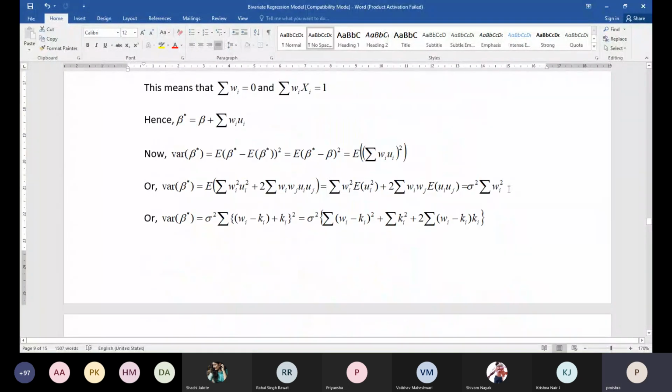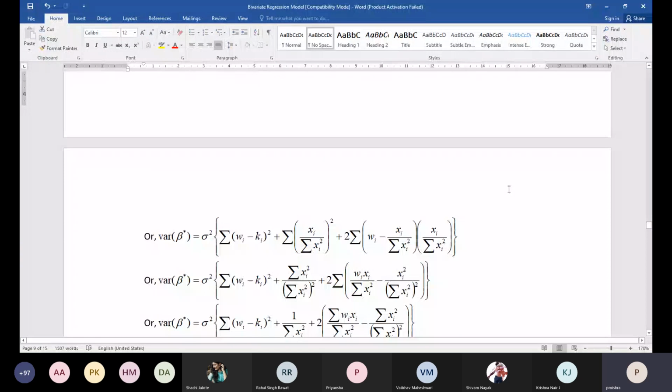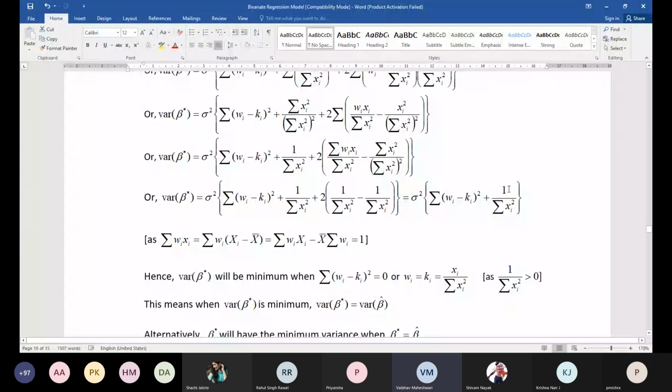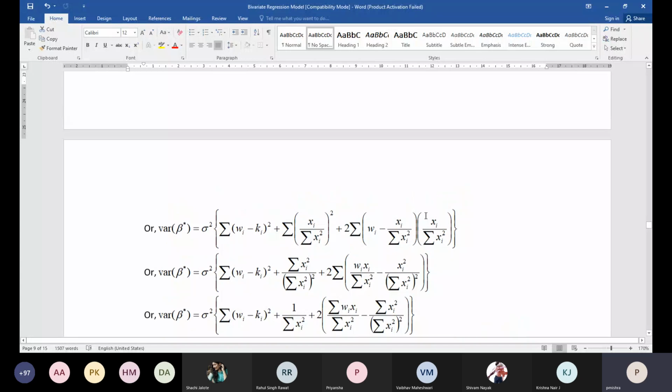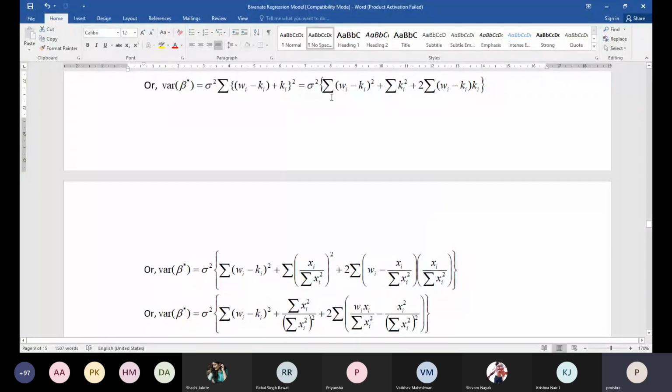Can you tell me where exactly you missed? Sir, from the start of the second page. Okay, from here. Yes, sir. So basically, what I'm doing is replacing Ki with small xi divided by summation of small xi square.